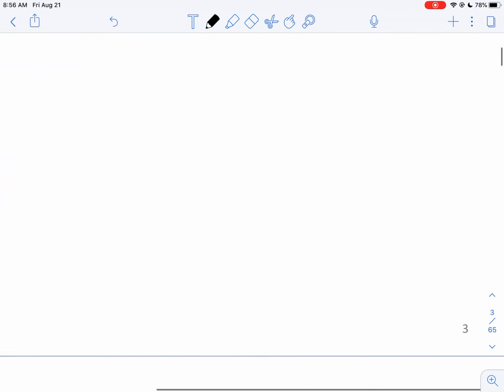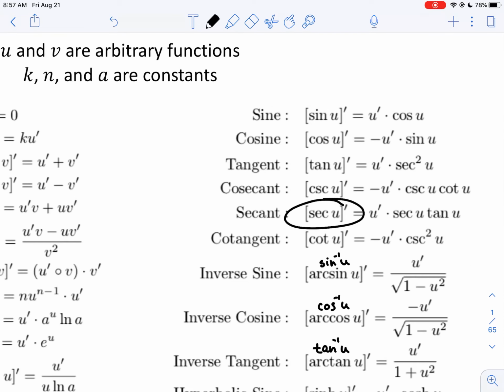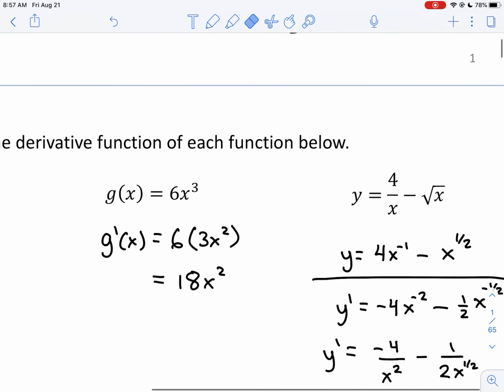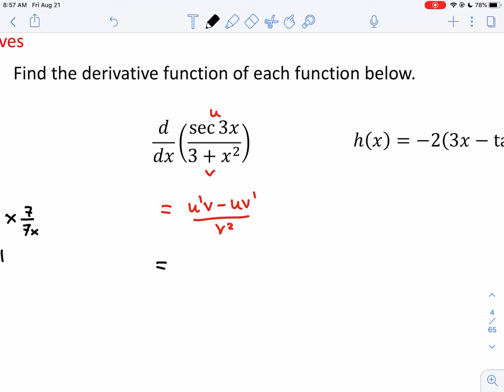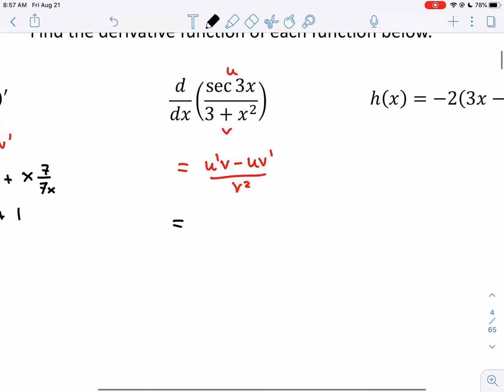Well, this is a secant of a function situation. How to differentiate secant of an argument: we put the derivative of the argument in front, and then you do secant and tangent of that argument. Okay, so I'm going to follow that rule here. So to differentiate secant of 3x, put the derivative of 3x in the front. The derivative of 3x is 3. And then we do secant of that argument, so secant of 3x times tangent of that argument, tangent of 3x.